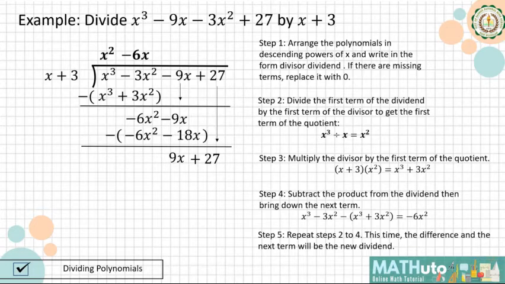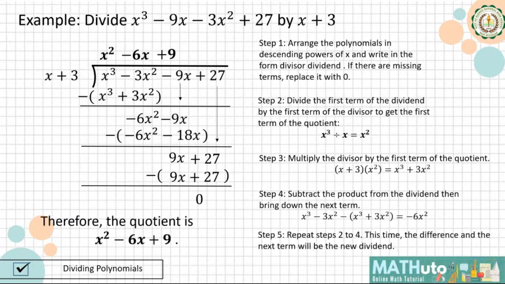Repeating the process, we divide 9x by x, and that is 9. Multiplying 9 to our divisor, we have 9 times x and 9 times 3, which is 9x plus 27. Subtracting it will come up with a remainder of 0. Therefore, the quotient is x squared minus 6x plus 9.